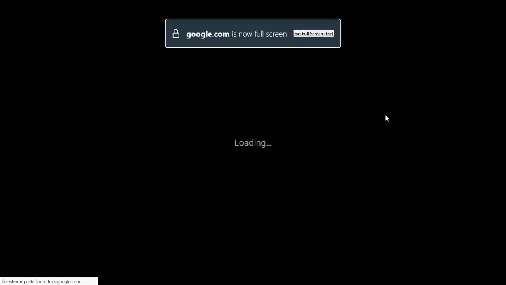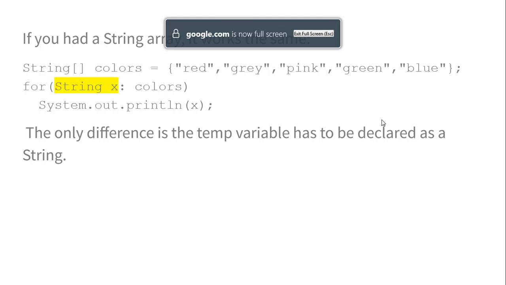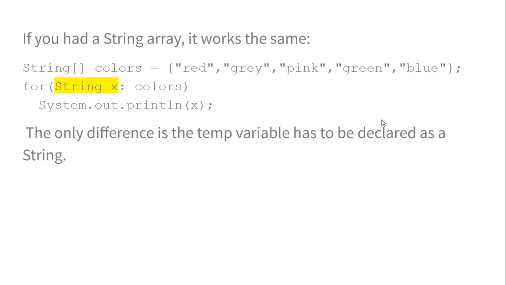The only difference here is the temp variable has to be a string. So you have to pay attention to what you're doing. If you're working with a string array, then your temp variable has to be a string. And if you're working with an int or a double or boolean, you have to do the right thing. So this has to be String x instead of int x.